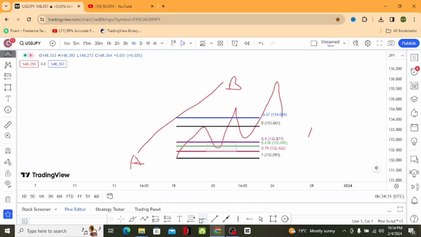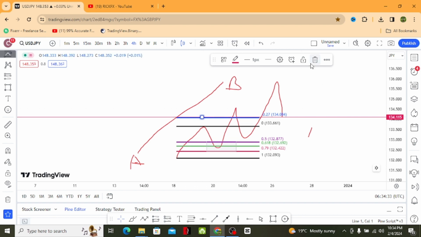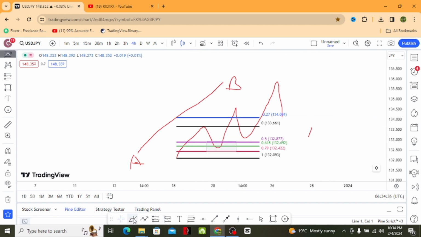Let me just mark something here. To 50%, sorry. So it will retrace 50%. Let's say this is the 100. This is a point 100.